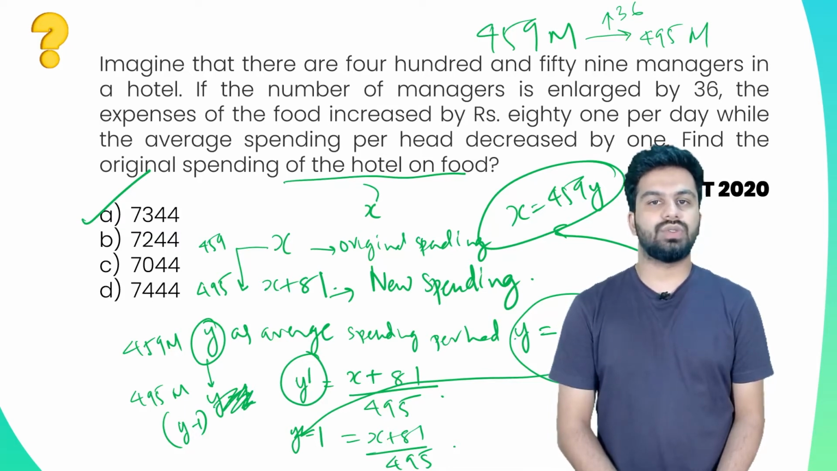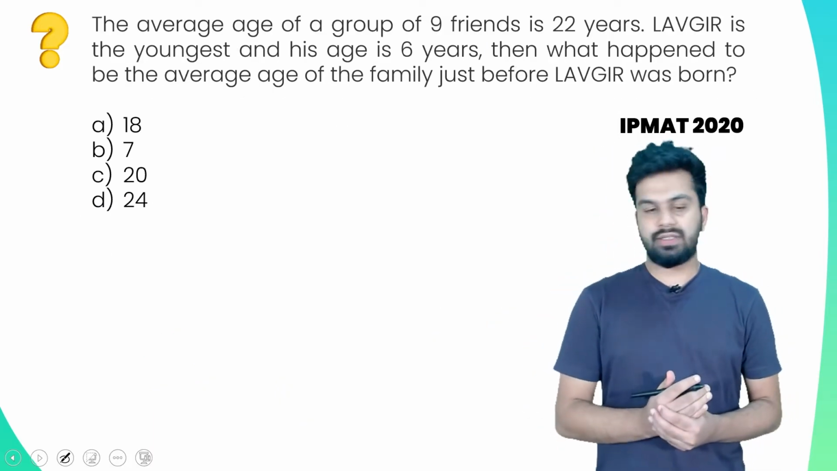IPMAT 2020 ചോദിച്ചിരിക്കുന്ന ക്വസ്റ്റ്യൻ ആണ്. ഹോപ്പ് ദിസ് ഇസ് ക്ലിയർ ടു യു. ലെറ്റ്സ് മൂവ് ഓൺ ടു ദ നെക്സ്റ്റ് പ്രോബ്ലം ആൻഡ് ലെറ്റ്സ് സീ വാട്ട് ഇസ് ഗിവൺ ഓവർ ഹിയർ.